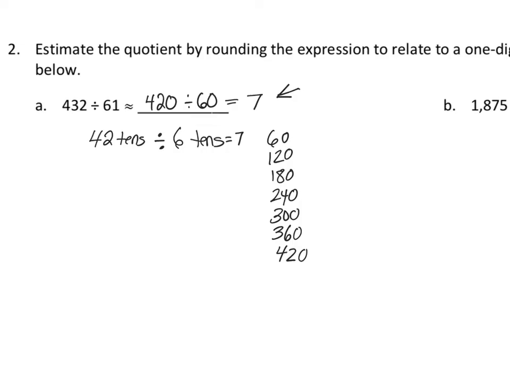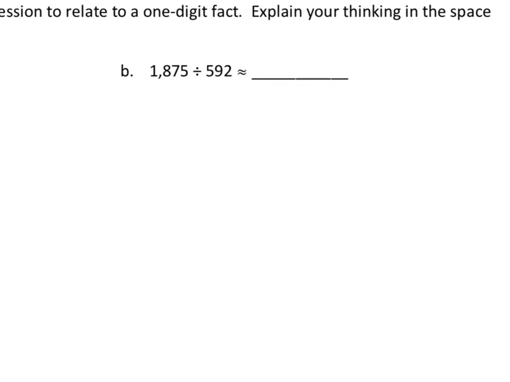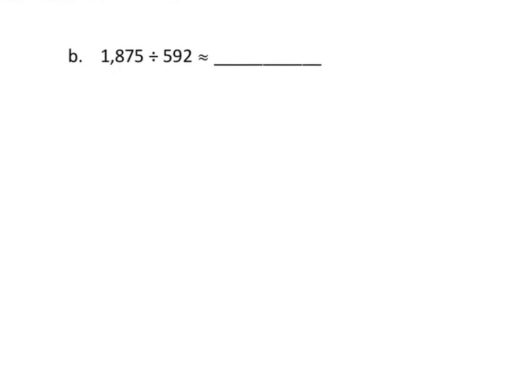Let's go ahead and go to the next problem. The next problem states 1,875 divided by 592. Now, 592 is actually close to 600. So let's write down 600, or hundreds.